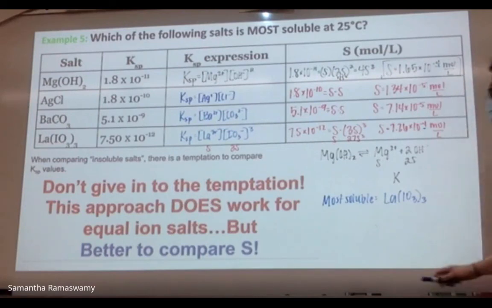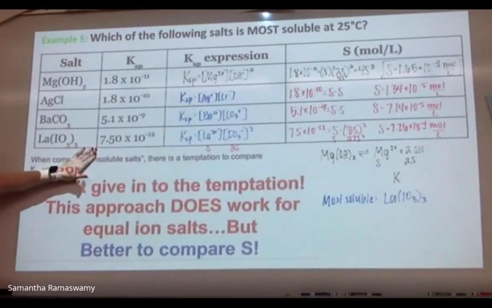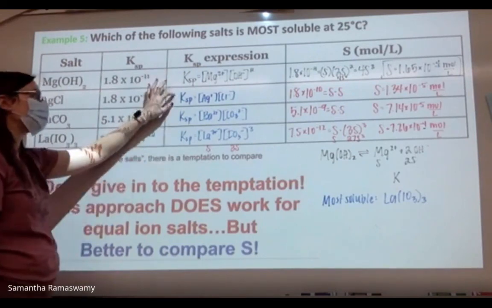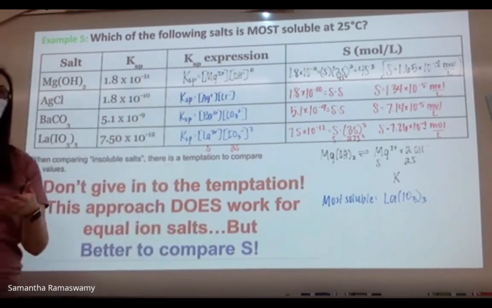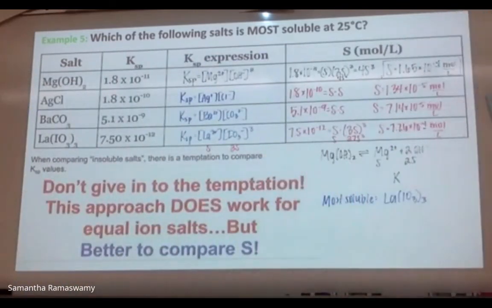But if I did it based on the Ksp values, if I just compared those, I would say, oh, barium carbonate, that's the most soluble. But that's not actually the most soluble because all of these are different ratios. So it's best to compare the solubilities, the value of S. Any questions on this last example?